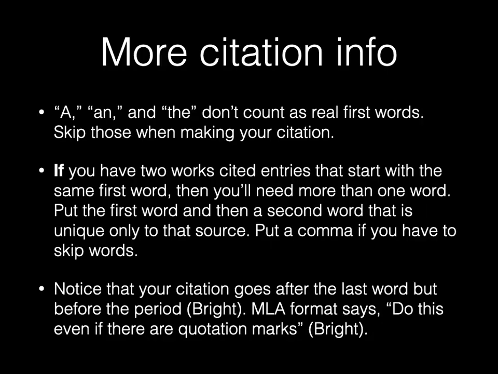Okay, for other information, if your source starts with A, An, or The, those don't count as first real words. So skip those when alphabetizing and skip those when making your citation. If you happen to have two works cited entries that start with the same first word, then you'll need to add two words to your works cited instead of just one, so that your reader can tell the difference between one and the other. So you'll put the first word and then the second word that's unique only to that source. And you can put a comma if you skip words. I know this is a little confusing. If you need help, just let me know.